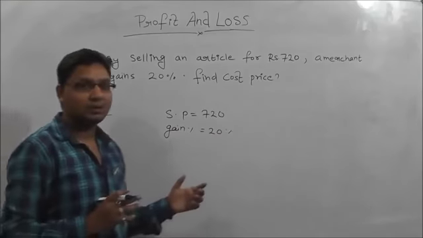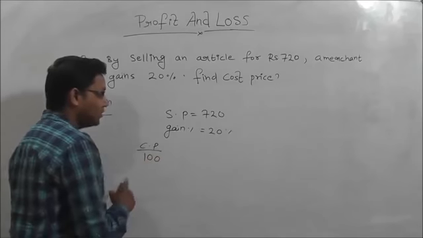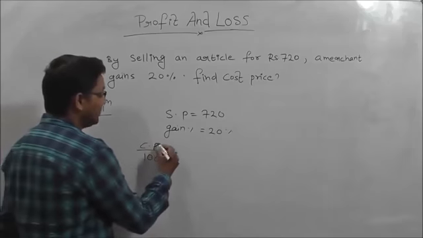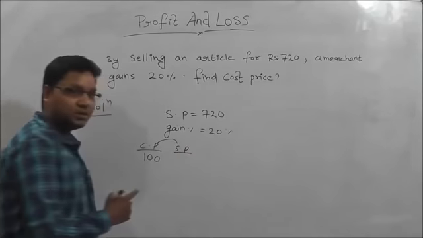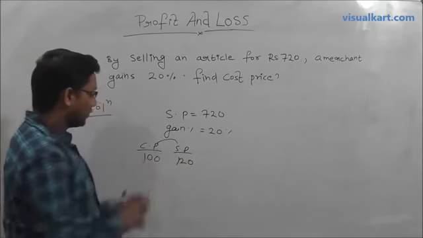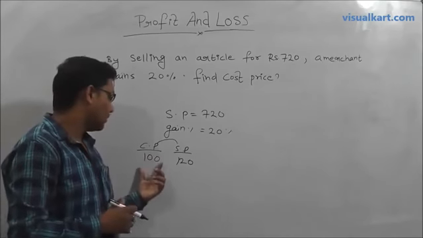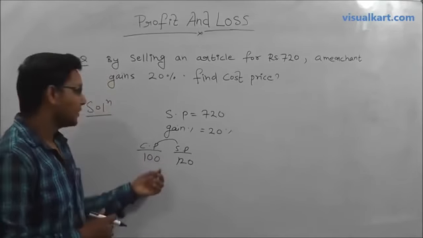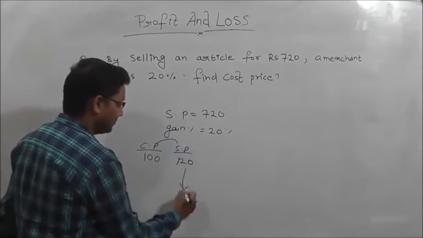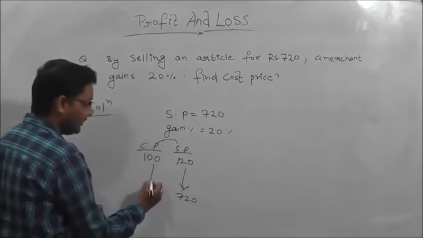So by using the concept of percentage, first take cost price as 100. What will be the selling price? Gain is 20%, so selling price will be 120% of cost price. Any percentage of 100 is the same value, so 120% of 100 is 120. Selling price is given in the question, that is 720, and we have to find the cost price.